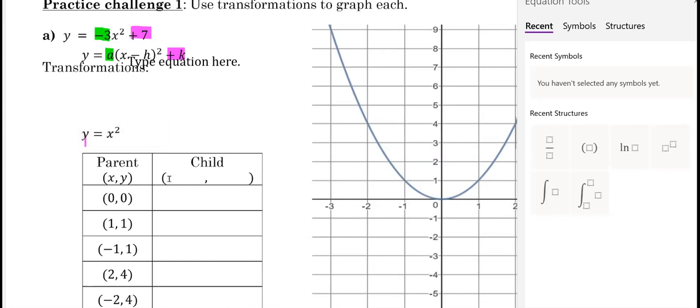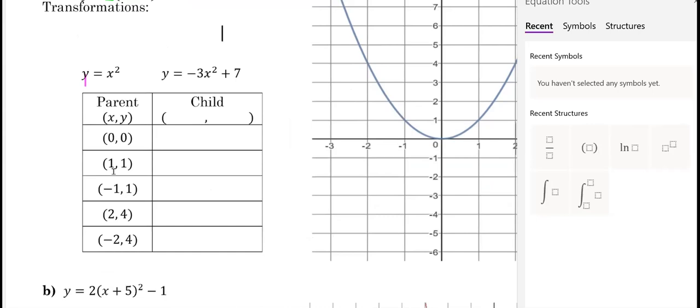All right, so again, in these brackets here, what you're doing is you're coming up with your transformation statements. But again, you have to identify the A, the H, and the K. So I guess I'll just clarify. y equals -3x to the power of 2 plus 7 will be your child graph. And again, you're using your transformation statements, and you're just going to plug in the numbers to get the new ordered pairs and then plot your points.